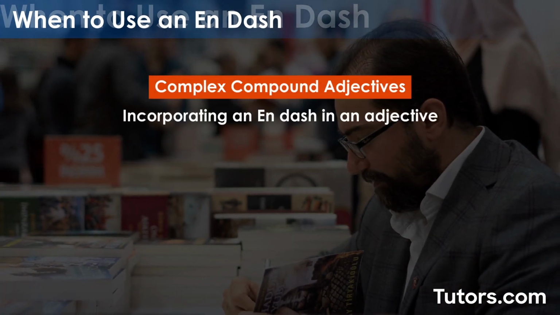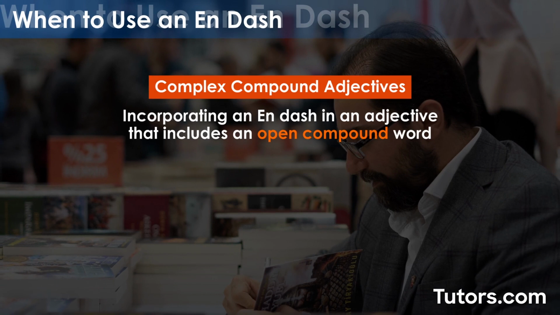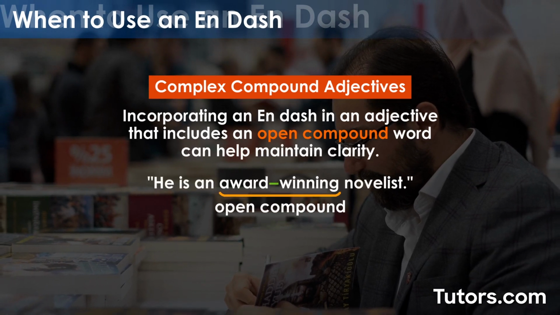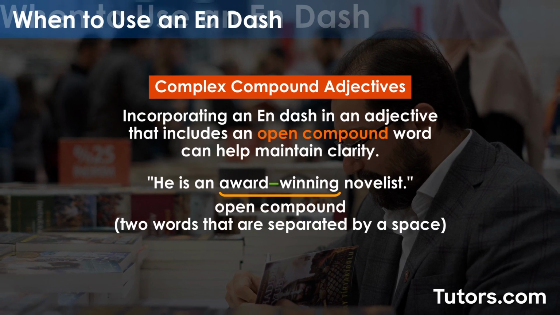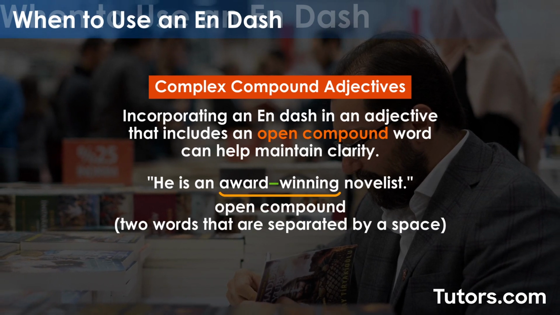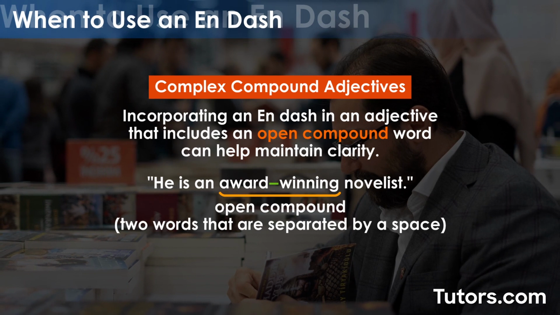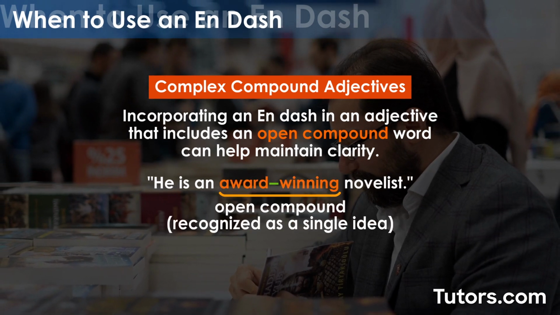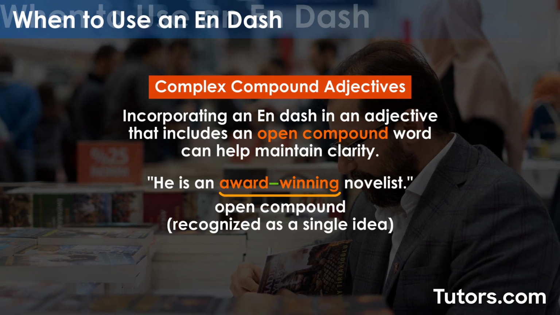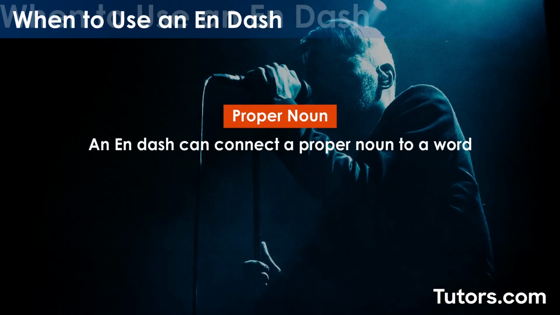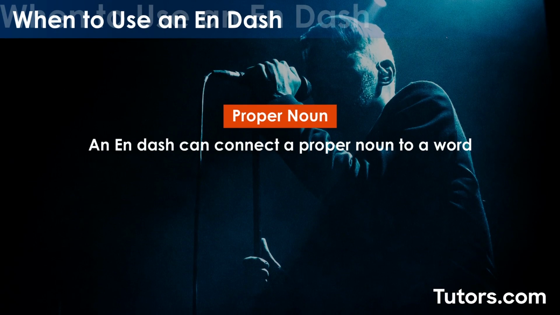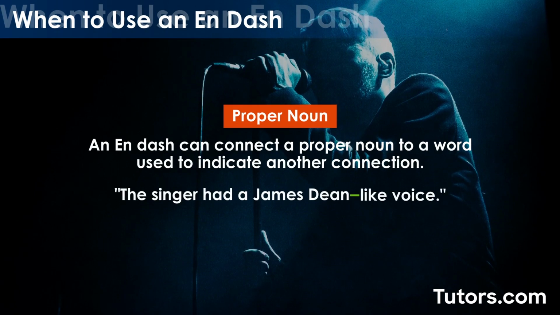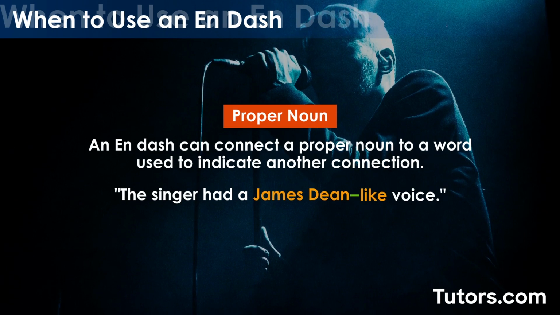Incorporating an en dash in an adjective that includes an open compound word can help maintain clarity. An open compound is made up of two words that are separated by a space. In this example, the en dash lets the reader know that award and winning should be recognized as a single idea. An en dash can connect a proper noun to a word used to indicate another connection, like in this example, a James Dean-like voice.